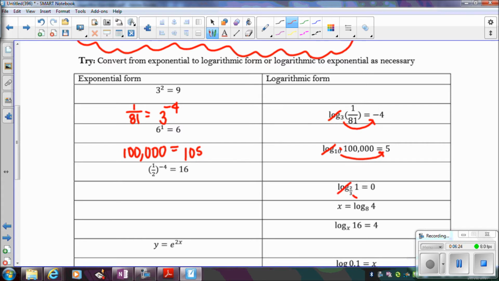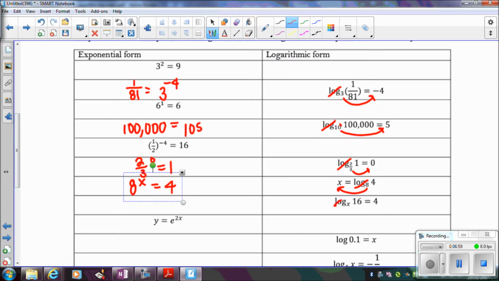So drop the log, swing the base. So what exponent do I raise 2/3 to get 1? It's what it's saying. So 2/3 to the 0 power equals 1. Or I could put 1 on the other side, doesn't make a difference. So again, drop the log, swing the base. So I have 8 bumps that x to an exponent equals 4. So in this case, 8 to what power equals 4? That's what it's saying.